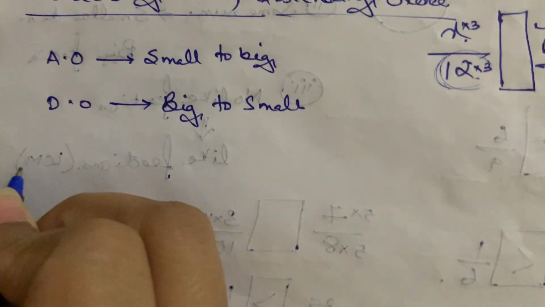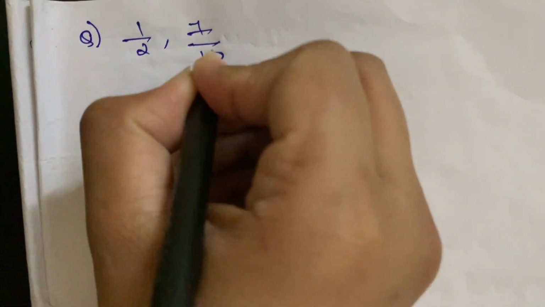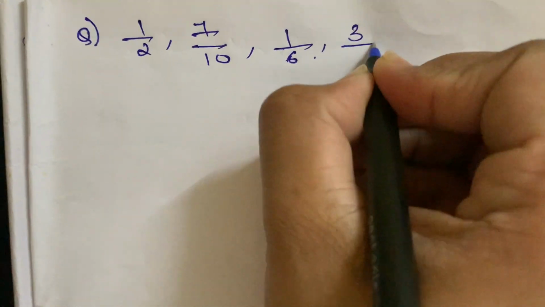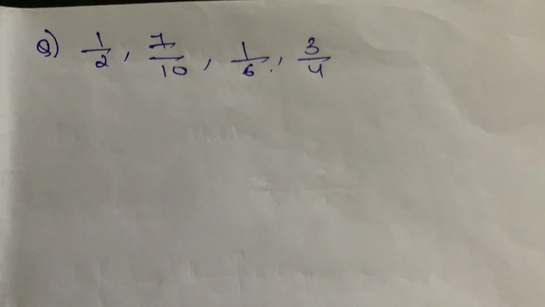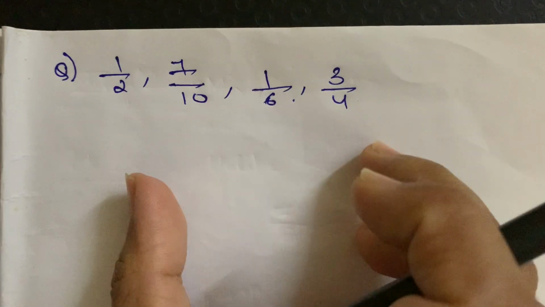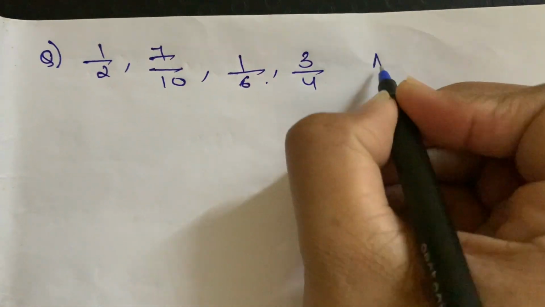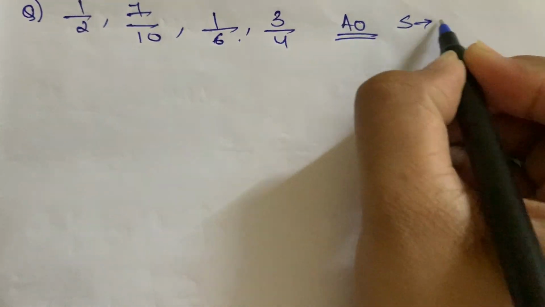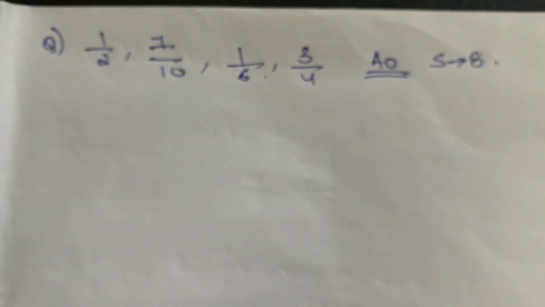Now the question that is given over here is 1 upon 2, 7 upon 10, 1 upon 6 and 3 upon 4. Now I have to arrange it in ascending order. Okay, fine. So what is the ascending order? I have to go from small to big. Then how do I know which fraction is big and which fraction is small?